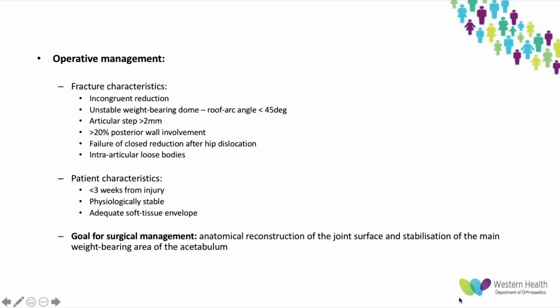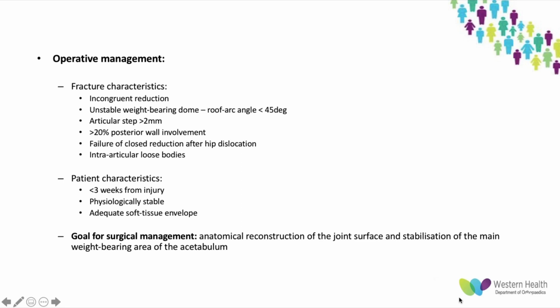So operative management is indicated when you have an incongruent reduction and fracture through the unstable weight-bearing dome. More than 20% of the posterior wall is involved. If you fail to do a closed reduction after hip dislocation, or if you have intra-articular loose bodies. If the fracture is less than 3 weeks and the patient is physiologically stable and has an adequate soft tissue envelope, it is important to consider operative management.